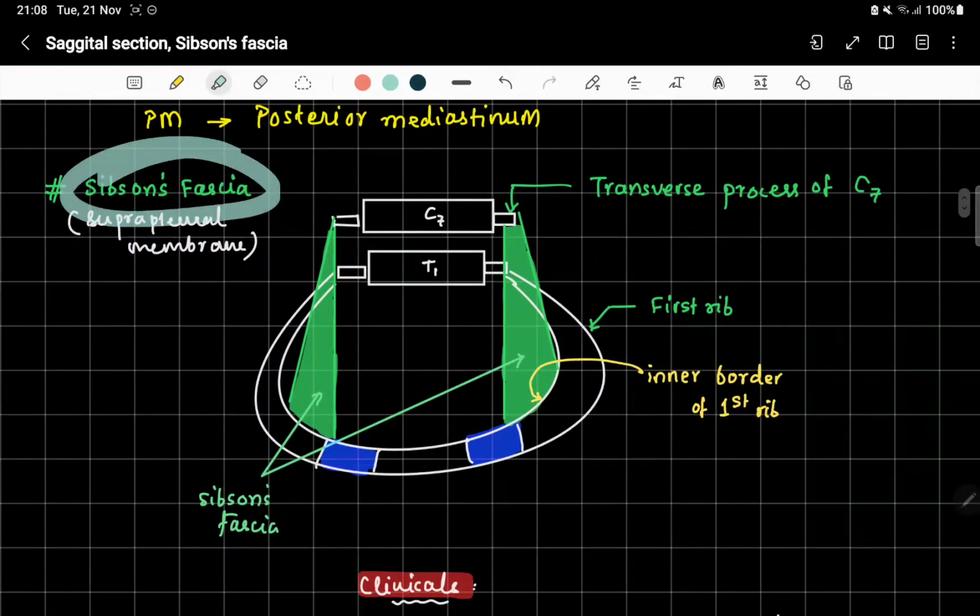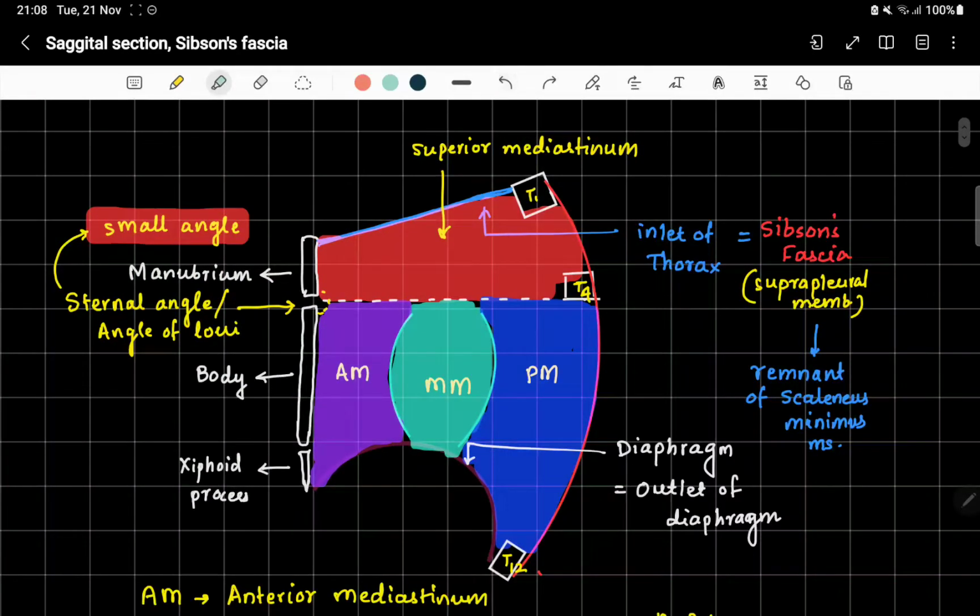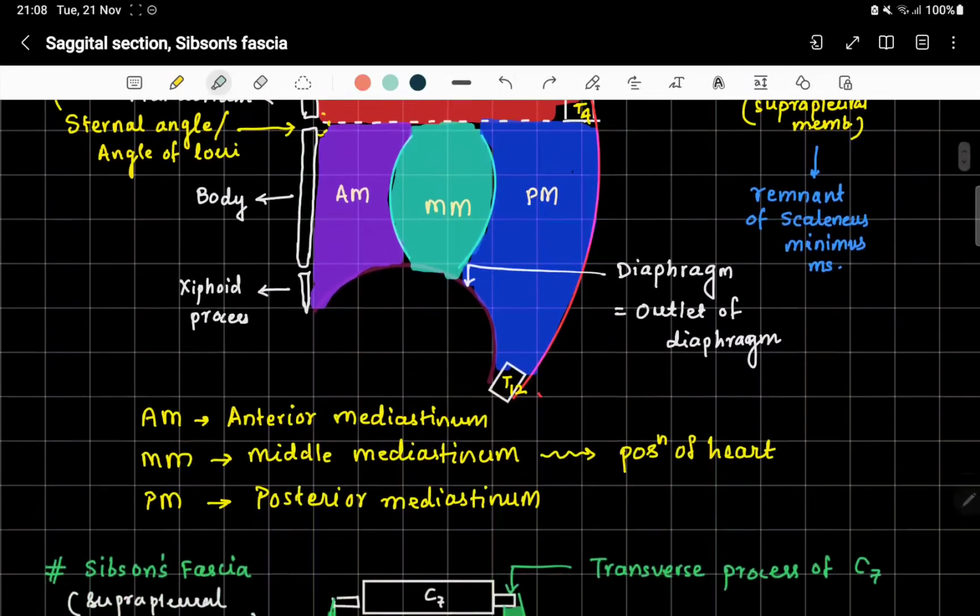Let's talk about Sibson's fascia. The mediastinum we'll discuss after completing all the structures of the thorax, as the mediastinum is very important as far as your long question is concerned. The mediastinum is often asked as a long question, or you can get a short note, like, write a short note on the posterior mediastinum, write a short note on the anterior mediastinum. So you have to write all the structures, the boundaries, the contents, the extent, and all.